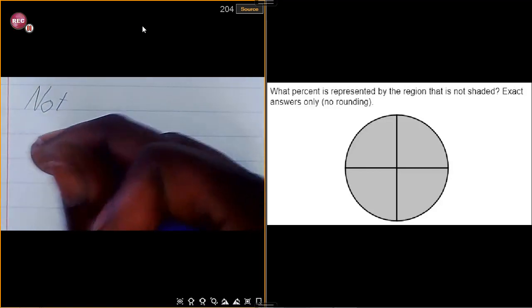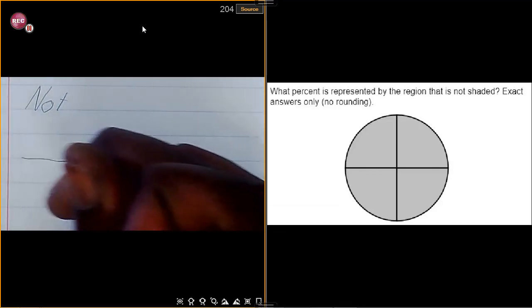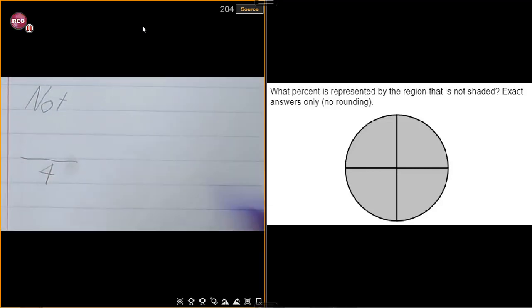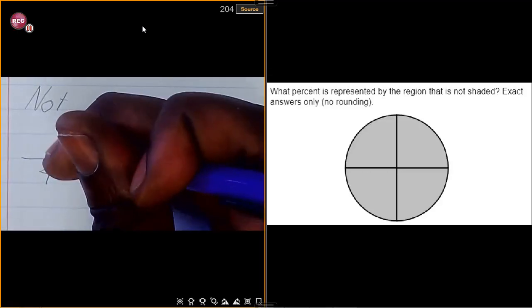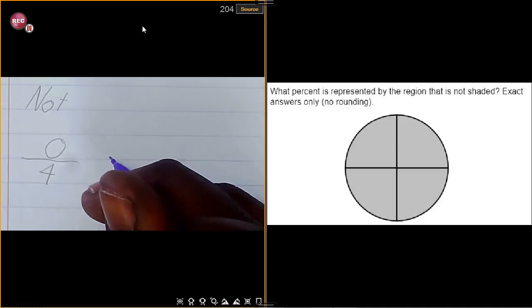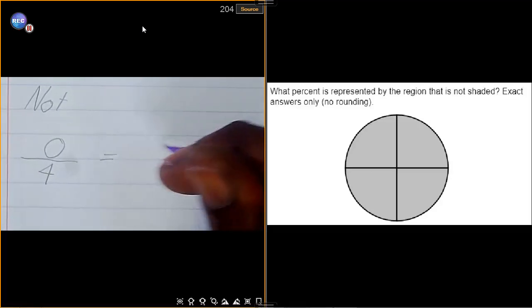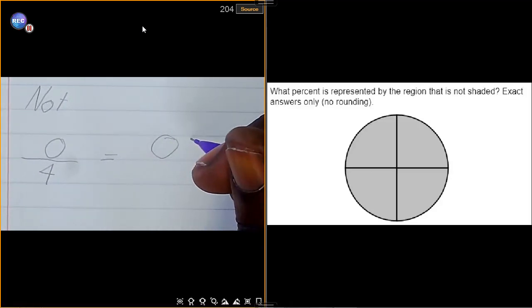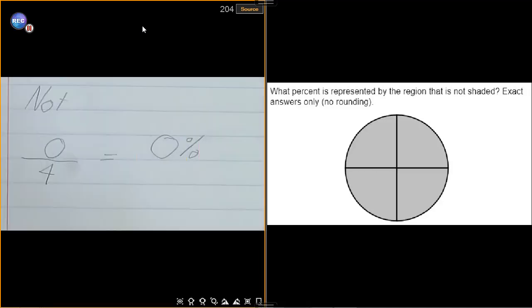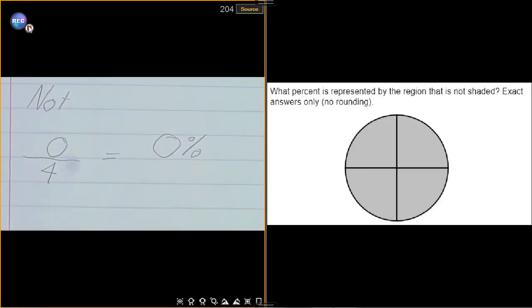So we know we have a total of 4, and the amount that is not shaded would be 0. So that means there's none shaded. So that would be 0%. Alright, let's try another one.